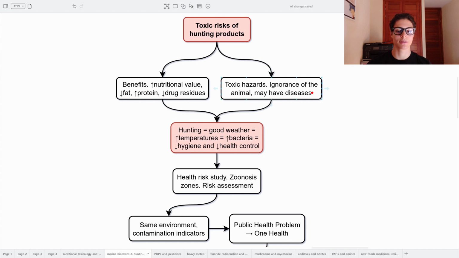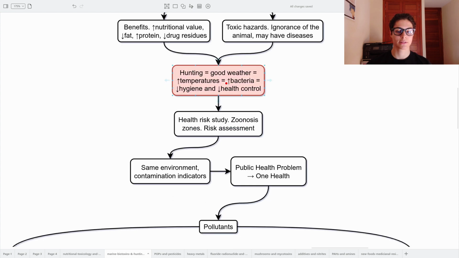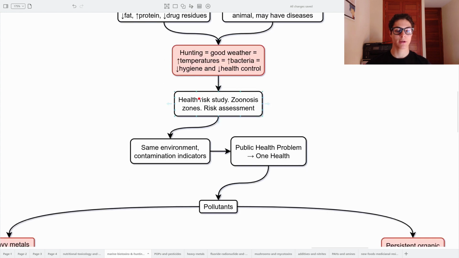There is an ignorance of the animal. We don't really know its history. It may have diseases. So hunting is correlated with good weather. When there is good weather, the temperatures are higher, and bacteria grows better too. So there is a lower hygiene and a lower health control. So as you can see, we have to do a health risk study. We have to know the zoonosis zones and the risk assessment.